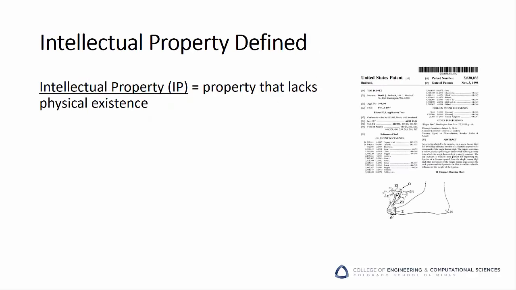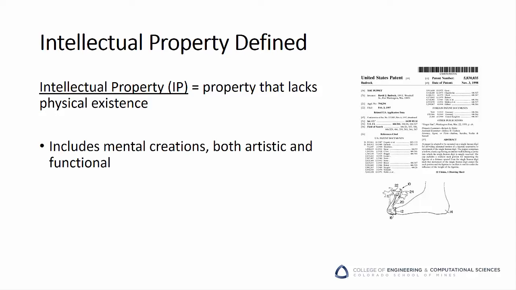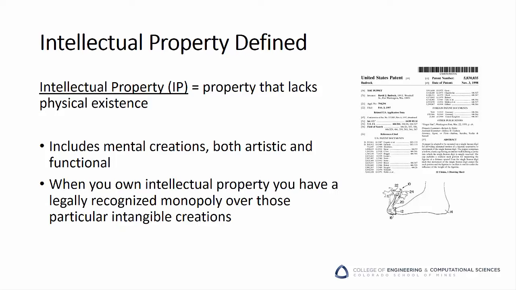Intellectual property, often simply called IP, is property that lacks physical existence. When you own a car, having the car's title in your name makes that vehicle your property and gives you a legal right to use it, sell it, or modify it. Owning intellectual property is similar, only for mental creations, both artistic and functional. When you own intellectual property, you have a legally recognized monopoly over those particular intangible creations.